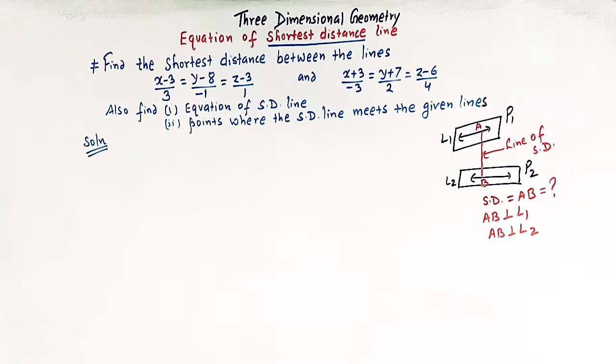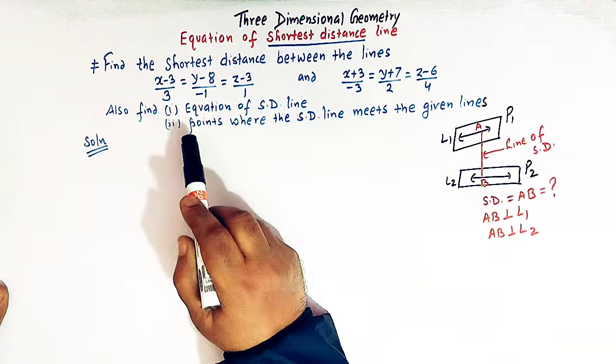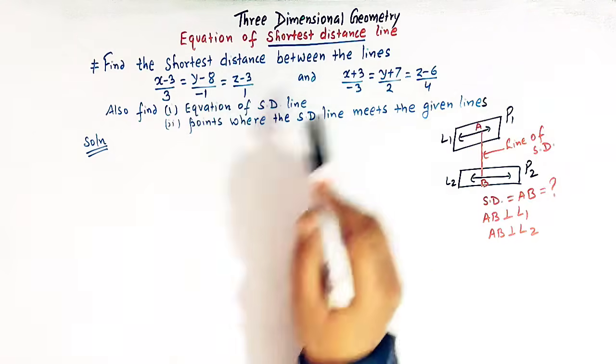Viewers, we have already discussed a lot of problems related to shortest distance in our earlier videos, but in this lecture we are not going to use any standard formula for finding the shortest distance. Here we are going to use a simple concept from three-dimensional geometry to find the shortest distance, then the equation of the shortest distance line, and the points where it meets the given lines.